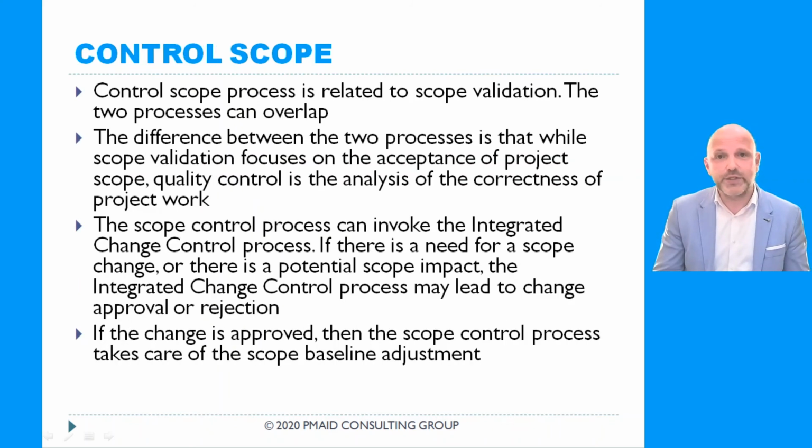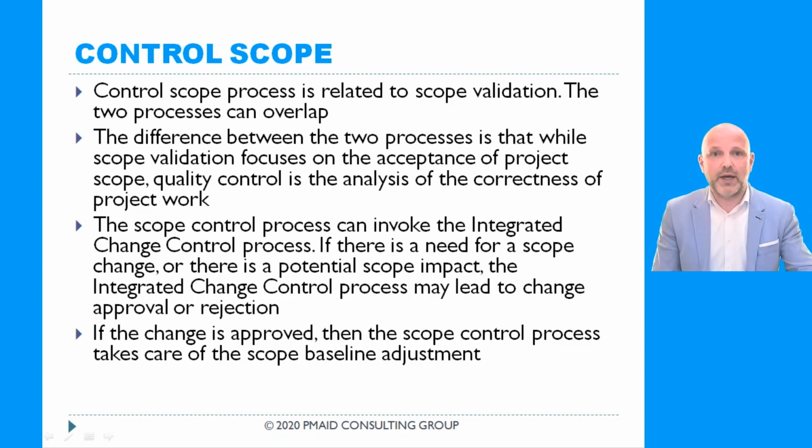Control scope process. What's the difference between control scope and validate scope? Validate scope process is mostly about sign-offs and acceptances. Control scope is about keeping scope baseline intact. So if we see that there are deviations from the original scope baseline, or if stakeholders submit new requirements, in some cases we need to review a change request. So change request is something that is done as part of the integrated change control process. So control scope invokes integrated change control process.